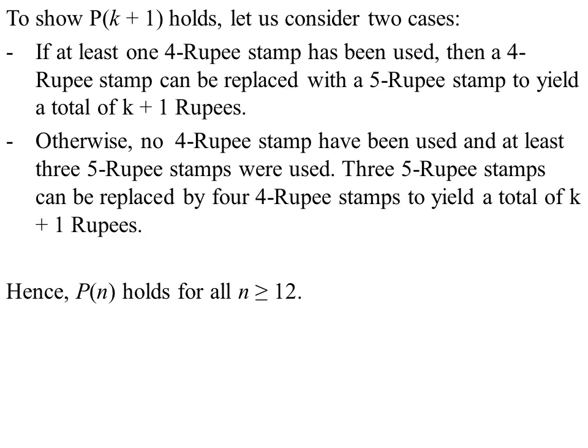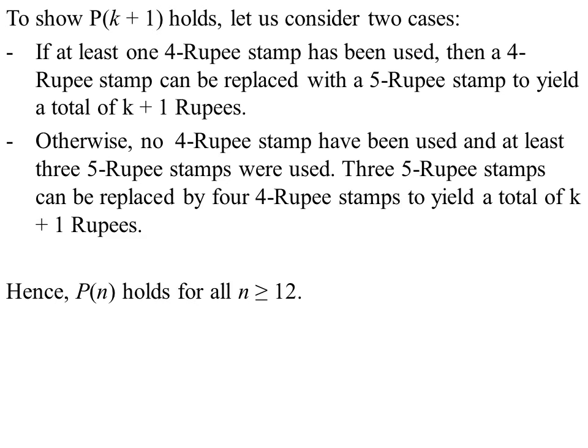Now let us take the k value as 12, where we have formed the 12 rupees using 3 4 rupee stamps. Now, in order to form 13 rupees, a 4 rupee stamp you can replace with a 5 rupee stamp. Now, for 13 rupees, it becomes two 4 rupee stamps and one 5 rupee stamp.